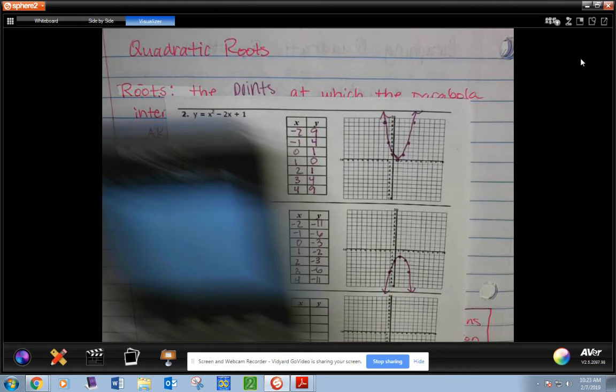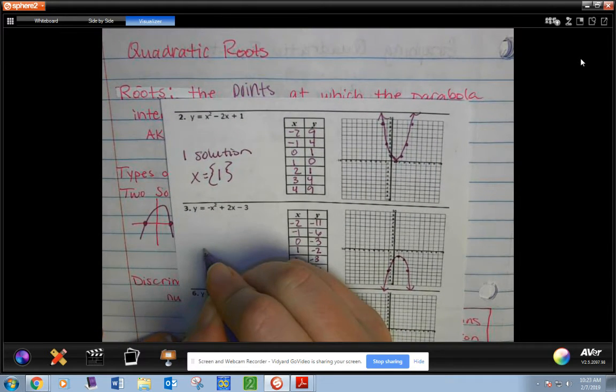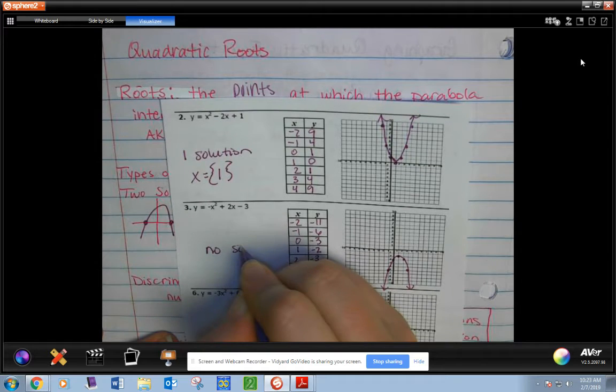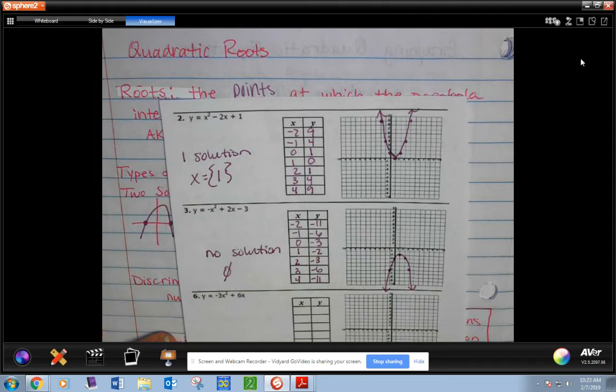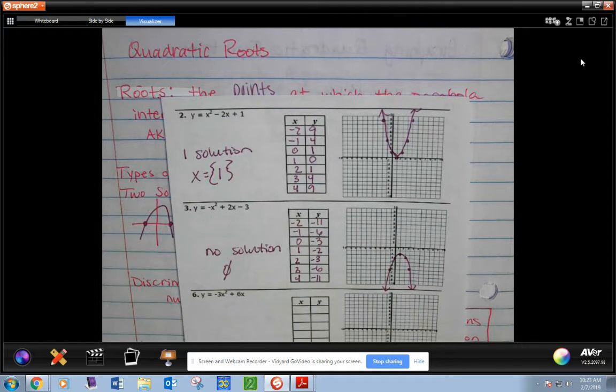Okay, my parabola does look like it's matching. So I'm going to put no solution for this one because it doesn't cross the graph anywhere. Or you can use the symbol and I would be okay with that.